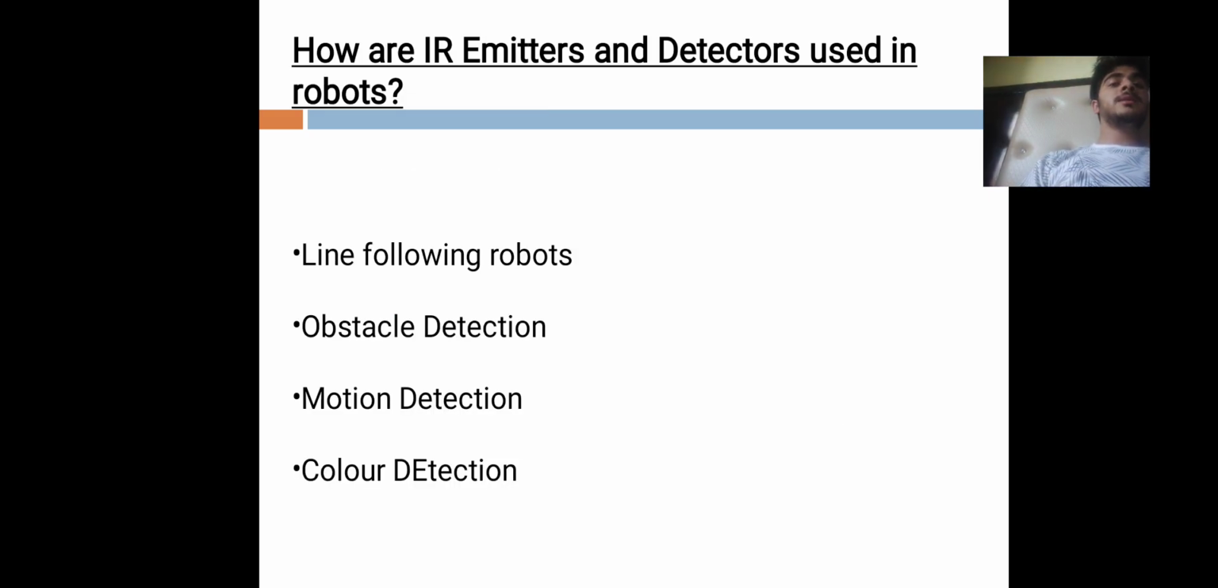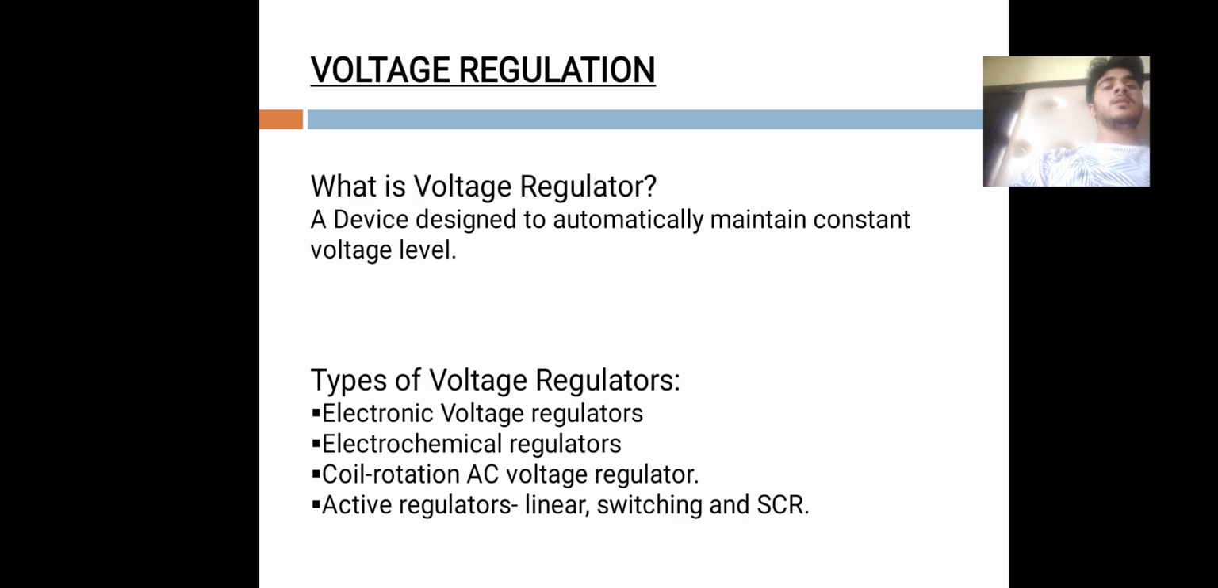How are IR emitters and detectors used in robots? Line following robots, obstacle detection, motion detection, color detection. What is a voltage regulator? A device designed to automatically maintain a constant voltage level is called a voltage regulator. Types of voltage regulators: electronic voltage regulators, electromechanical regulator, coil rotation AC voltage regulator, active regulator, linear, switching and SCR.